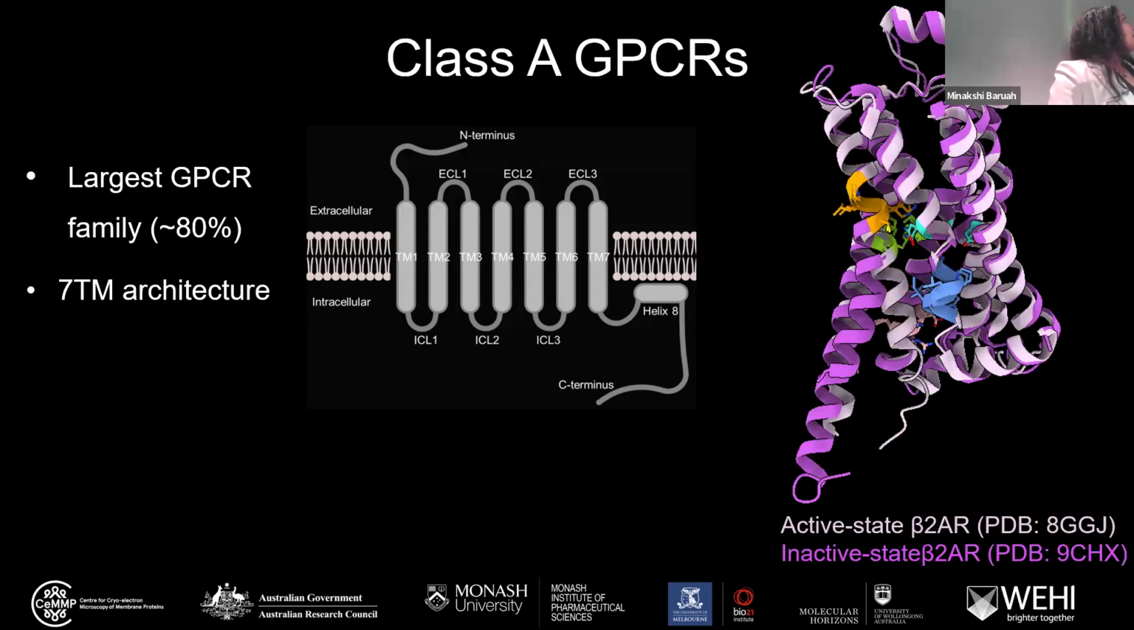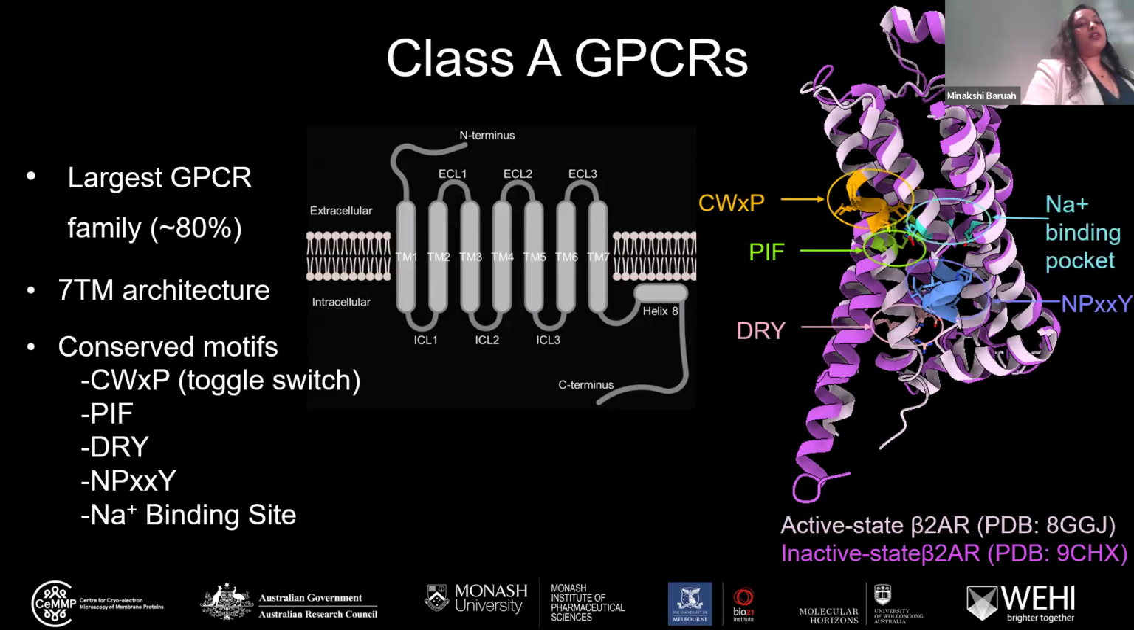motifs present in them. And here I'm showing overlaid structures of the beta-2-AR receptor in both active and inactive conformation. The most important conserved residues observed in these receptors are the CWXP motif, the PIF motif, DRY, and the NPXXY as well. And all these motifs are important for regulating receptor activation. So I'm showing all those motifs present in the beta-2-AR structure.